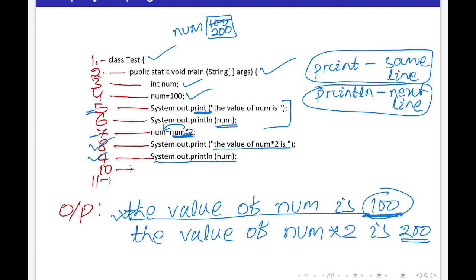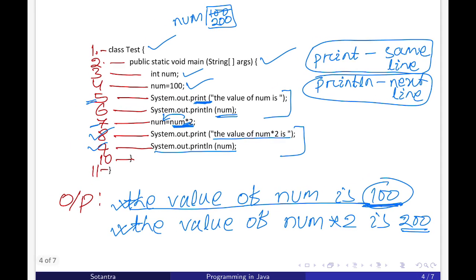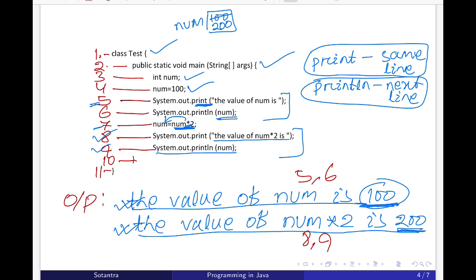So line number 8 and line number 9 displays this statement at the output, that is the value of num multiplication 2 is 200. So the output, the value of num is 100, is from line number 5 and 6. Next, the value of num multiplication 2 is 200, is for line number 8 and 9. So I hope this is clear to everyone.